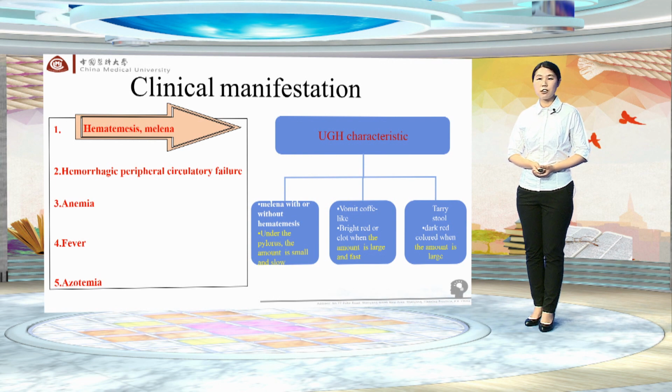Regardless of the location of the patient's bleeding site or the amount of bleeding, most of the blood is eventually discharged through the intestine. So, most patients with upper gastrointestinal hemorrhage have black or tarry stools. If the amount of bleeding is large and the speed is fast, the blood stays in the gastrointestinal tract for a short time, and the patient may also appear dark red stool.